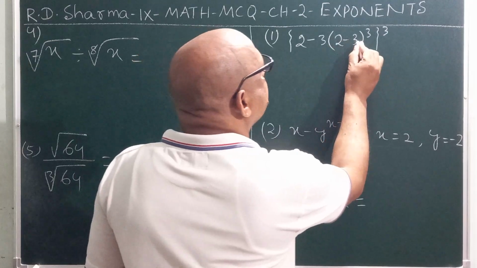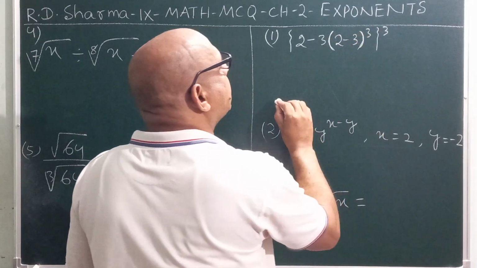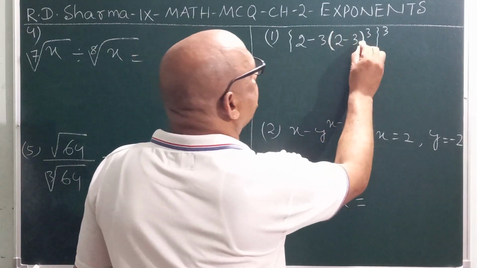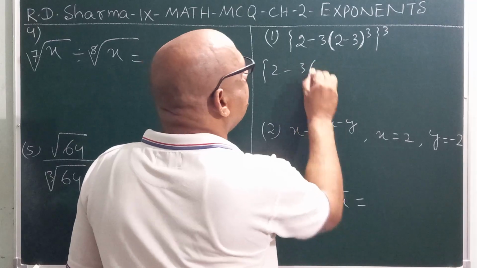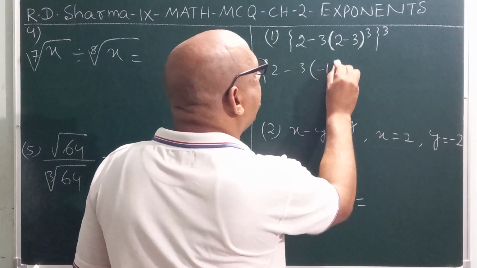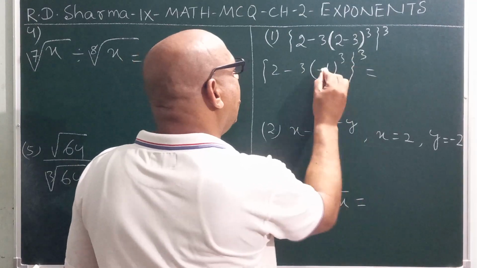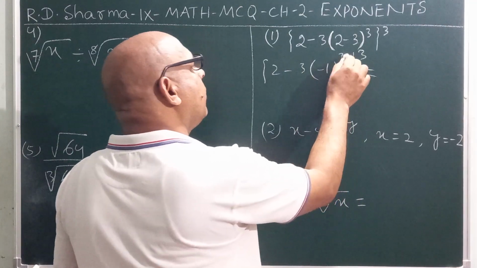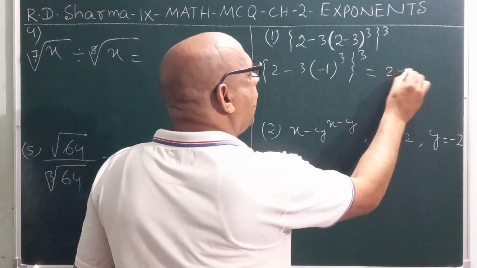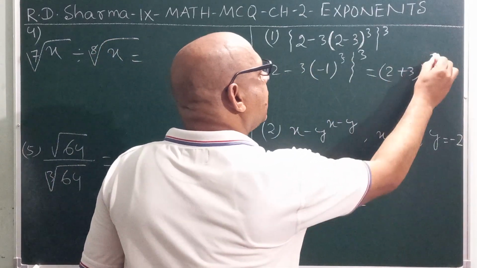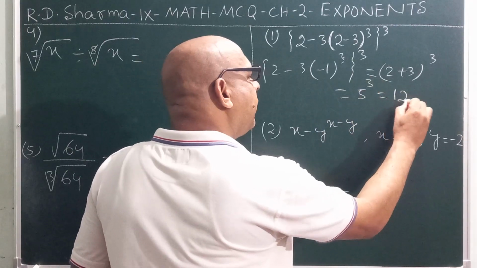2 minus 3, first bracket 2 minus 3, 2 minus 3 and 2 minus 3 minus 1 to the power q, curly bracket q equals minus 1. q equals minus 1 into minus 3 plus 3, to the power q equals 5q, equals 125.